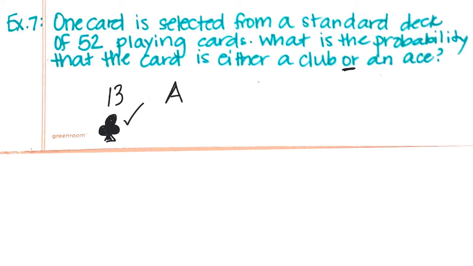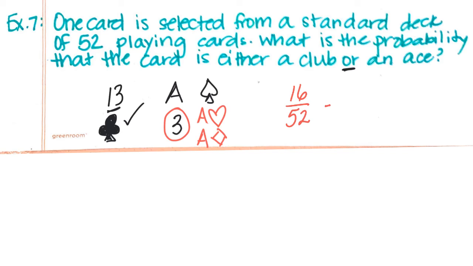Well, the ace of clubs is already in these 13. So there are 3 more because there is an ace of spades. There is an ace of hearts. That was supposed to be an A, not a triangle. An ace of hearts, and there's an ace of diamonds. So I need to include these 3. So what do you guys think? There are 16 out of 52, which reduces to 4 over 13.